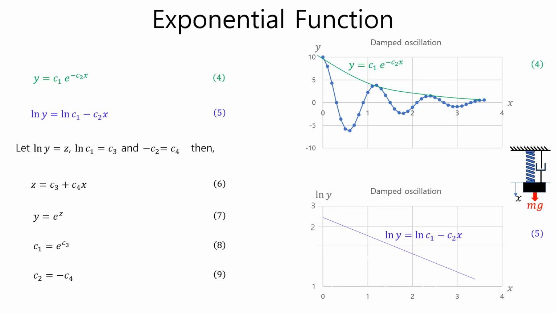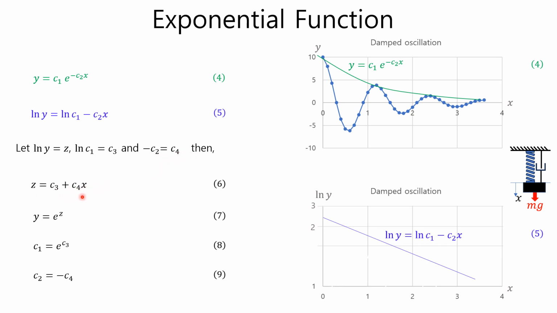The way to linearize an exponential function is to use a logarithmic function to create the exponential part in the form of a coefficient. For example, let's linearize an exponential function like equation 4. If we take the natural logarithm of both sides of equation 4, we can get equation 5. By substituting natural log y in equation 5 with z, natural log c1 with c3, and minus c2 with c4, we can obtain equation 6.